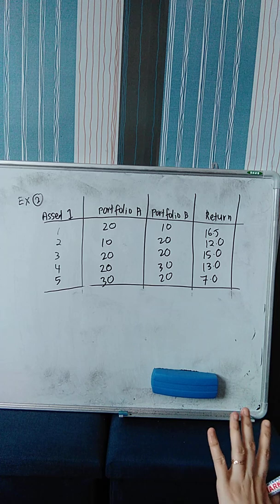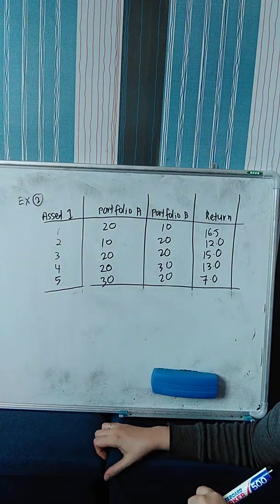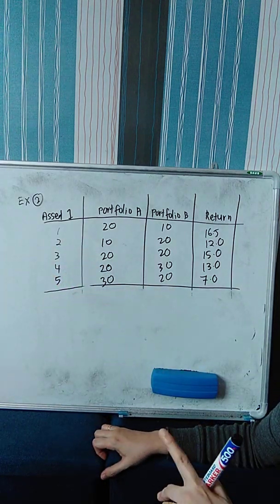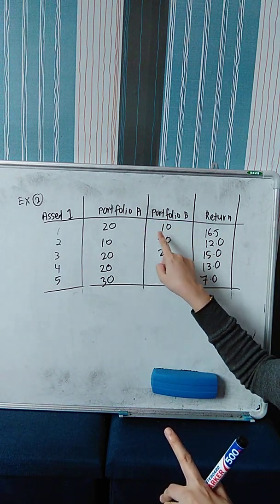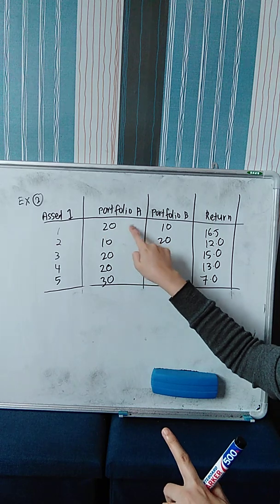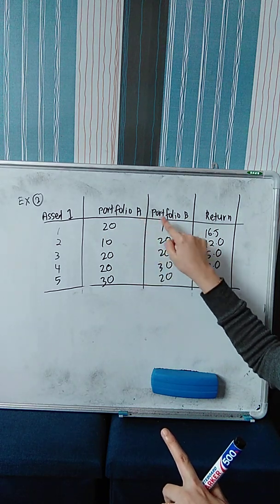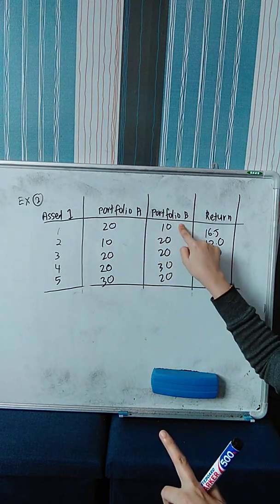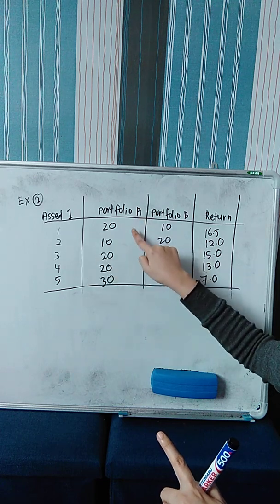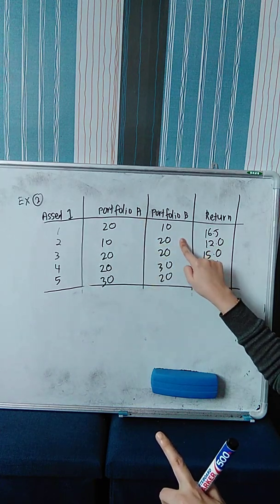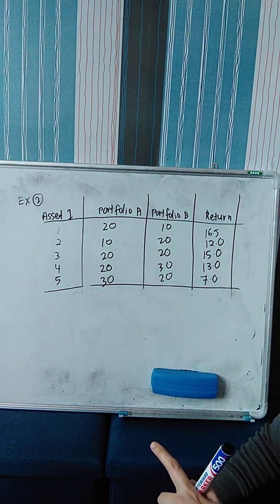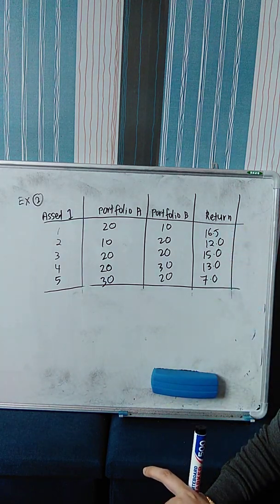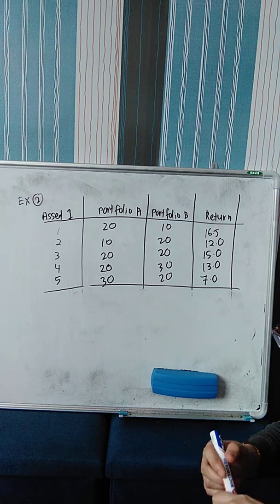Okay, next, we continue to example 2. For example 2, you have more than one portfolio. Meaning for asset 1, you have two portfolios, portfolio A and portfolio B. Same for asset 2, you have portfolio A and portfolio B. And here the returns are given. The question asks you to determine which portfolio you would choose and explain why.